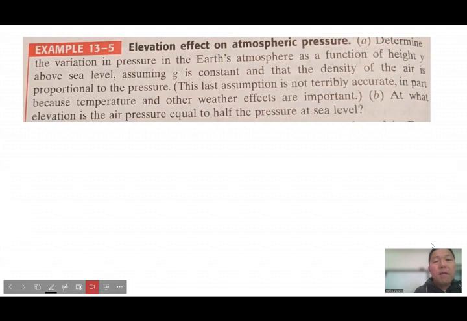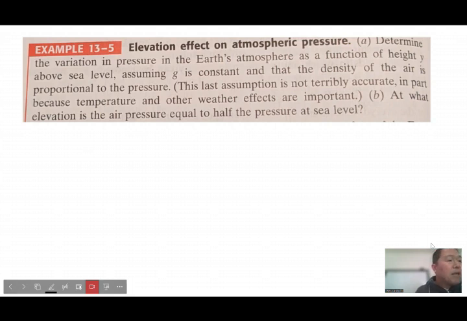Example 13-5, elevation effect on atmospheric pressure. Question number 1A, determine the variation in pressure in the Earth's atmosphere as a function of height y above sea level, assuming g is constant and that the density of the air is proportional to the pressure. This last assumption is not terribly accurate, in part because temperature and other weather effects are important. B, at what elevation is the air pressure equal to half the pressure at sea level?